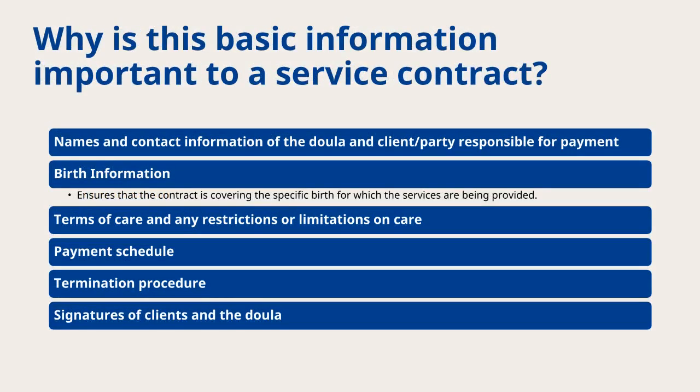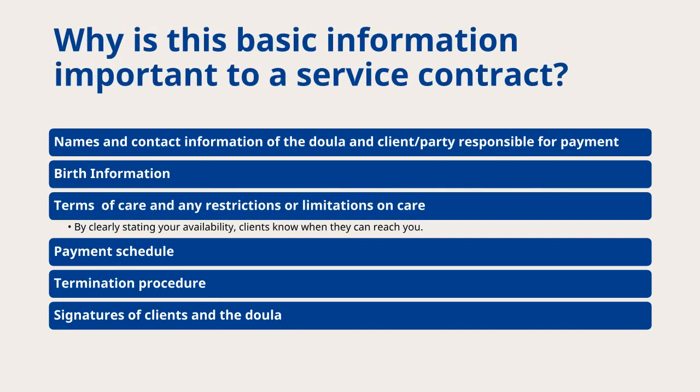Birth information. While the client is entering an agreement with a doula business, the contract centers around the care of parent and baby. Including details like the baby's due date ensures the contract covers the specific birth for which the services are being provided. Terms of care and any restrictions or limitations on care. Specify the services that will be provided in the agreement and the time frame in which they will be delivered. For example, if you scheduled a set number of appointments with the client, then you will list those days and time. If you will be away at any point during the duration of the contract, list that information here. By clearly stating your availability, clients know when they can reach you.